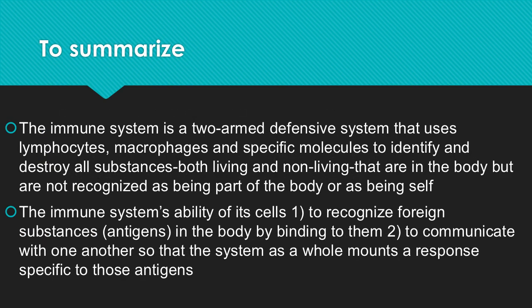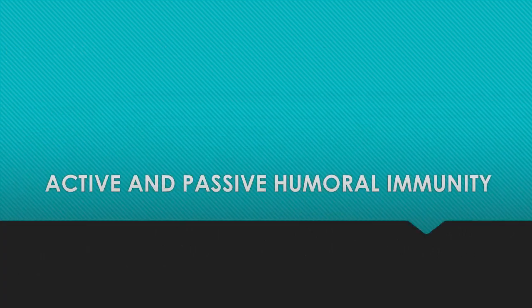To summarize, the immune system is a two-armed defensive system that uses lymphocytes, macrophages, and specific molecules to identify and destroy all substances, both living and non-living, that are in the body but are not recognized as being part of the body or as being self. So the immune system's ability of its cells first is to recognize foreign substances, like the antigens in the body, by binding to them, to communicate with one another so that the system as a whole mounts a response specific to the body. Let's go now to the active and passive humoral.